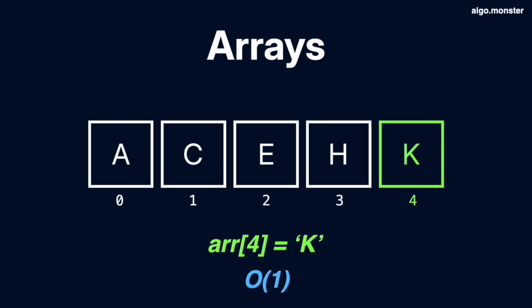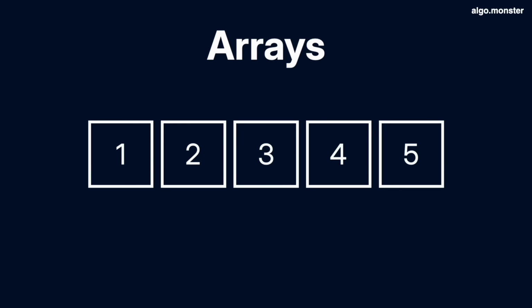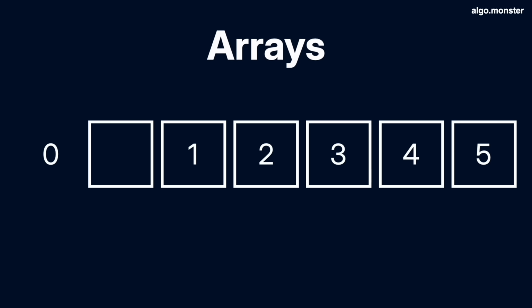Where arrays start to break down is when you want to insert elements or delete elements in the middle. So let's say we have 1, 2, 3, 4, 5, and we want to insert a 0 at the beginning. What happens? Well, you have to shift everything one position to the right to make room for it. That is an O(n) operation. And the same goes for deleting something in the middle. We have to shift everything left to fill the gap.